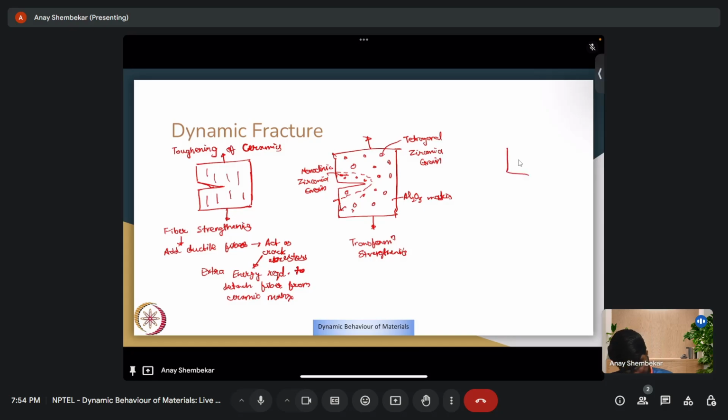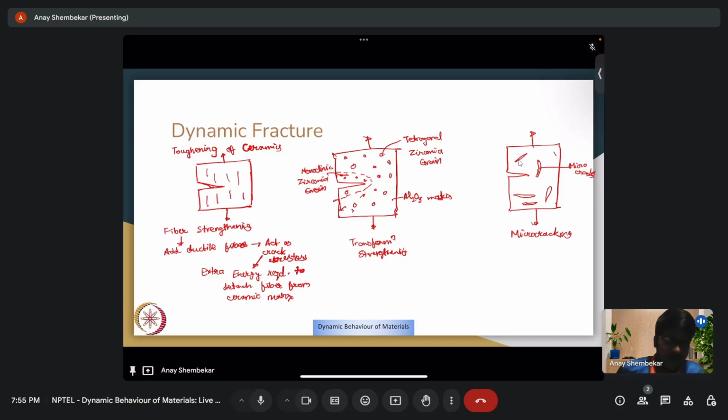Third way is using microcracking. Microcracks. Again, energy expenditure. So the way to toughen say, ceramics in this case, but in general, is that you want some amount of energy to be expended somewhere else rather than in fracturing the material. That's the easiest way to tackle this problem.